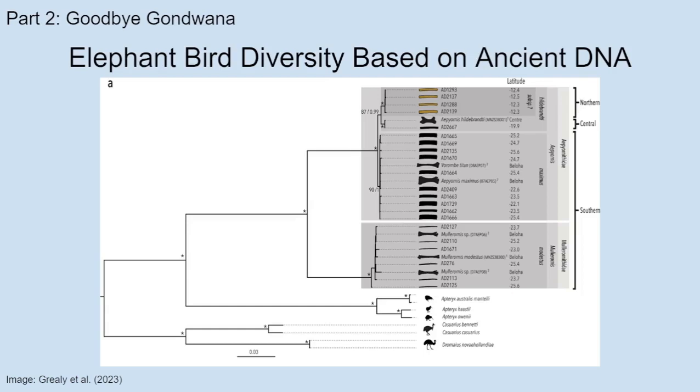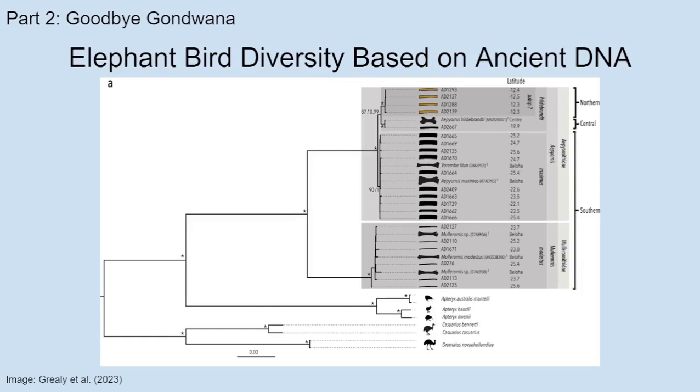And elephant birds lived in the tropics, and the tropics are often not a great environment for DNA to preserve because it degrades more quickly in those hot and humid environments. But people have had more luck getting elephant bird DNA out of eggshells and out of their bones. And so this study was able to sample a ton of elephant bird eggshells to try and figure out more about their evolution.